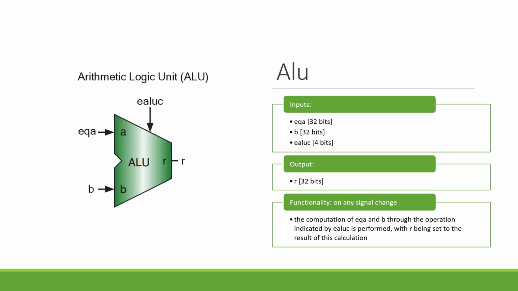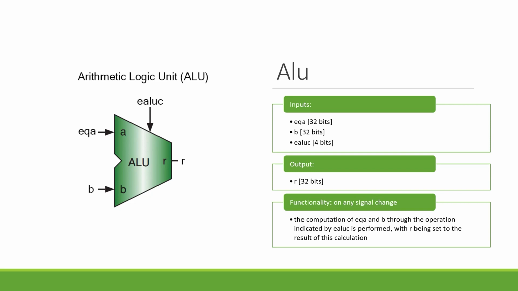Now next is our arithmetic logic unit. The inputs for this module will be EQA and B, both of which will be 32 bits wide, and EALUC, which will be 4 bits wide. The output of this module will be R, which will also be 32 bits wide. The functionality of this module is that on any signal change, the computation of EQA and B through the operation indicated by the EALUC is performed, with R being set to the result of this operation.